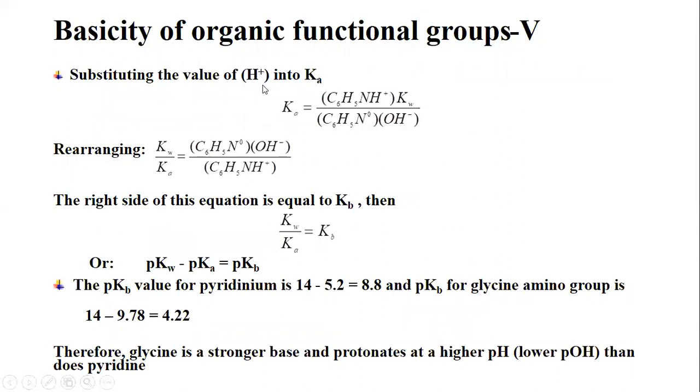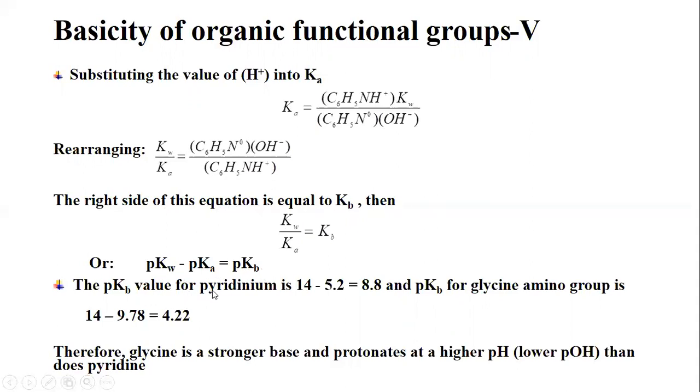Substituting the value of hydrogen into the Ka that we just derived, we put Kw over OH instead of hydrogen. Then, with cross multiplication and rearranging, Kw will be above. Kw over Ka equals the negative over the positive. The right side of this equation is equal to Kb. Then Kw over Ka equals Kb. Take the negative logs of all of them. Negative log of the ratio, remember, is minus log of this plus log of this, and then you rearrange. pKw minus pKa equals pKb.